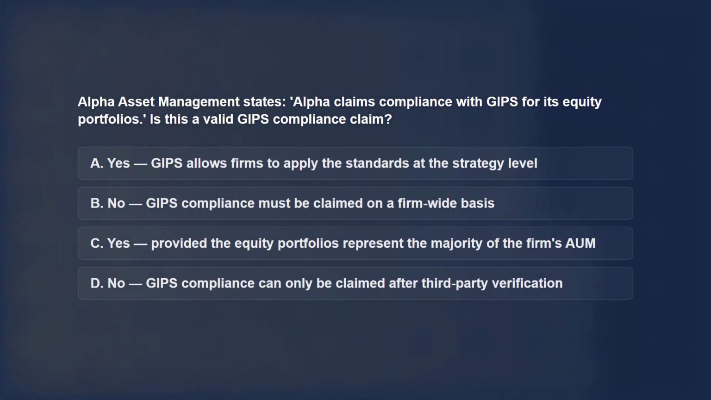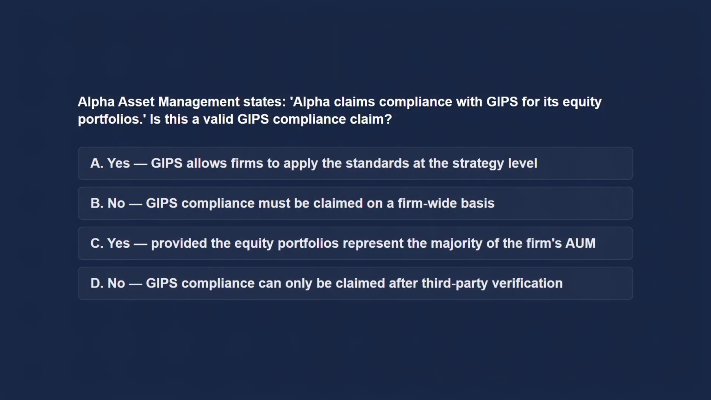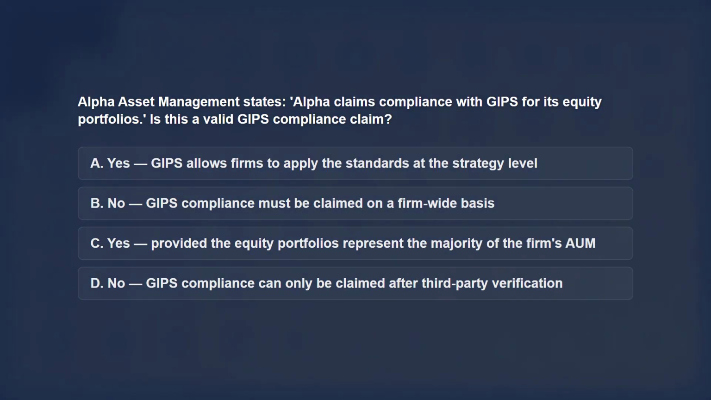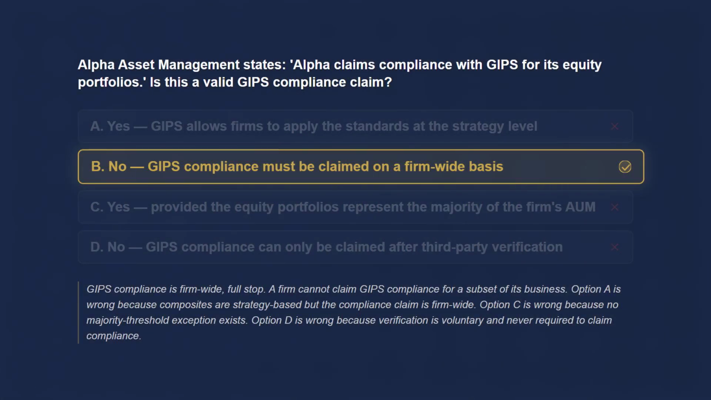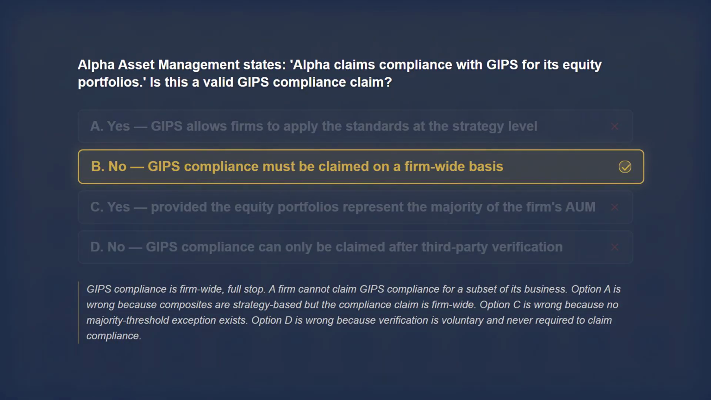Exam question. Alpha Asset Management states in its marketing materials, Alpha claims compliance with GIPS for its equity portfolios. Is this a valid GIPS compliance claim? A. Yes, because GIPS allows strategy-level compliance. B. No, because compliance must be firm-wide. C. Yes, if equity portfolios represent the majority of AUM. D. No, because verification is required first. Think about the fundamental GIPS rule. What does compliance apply to?